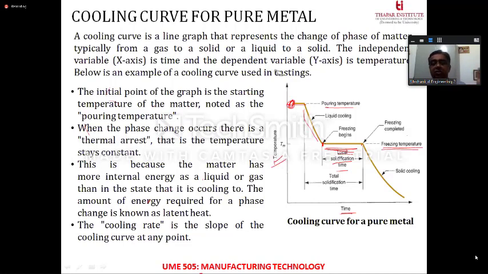The internal energy which is utilized for converting from one state to the second state is being transferred over here, and this energy is called latent heat. And then there is the cooling rate, where the cooling rate is the slope of the cooling curve at any given point of time.